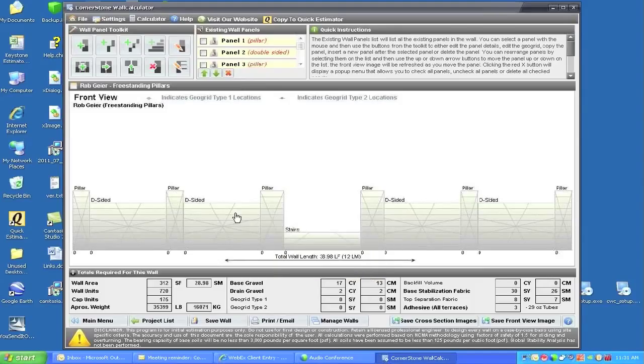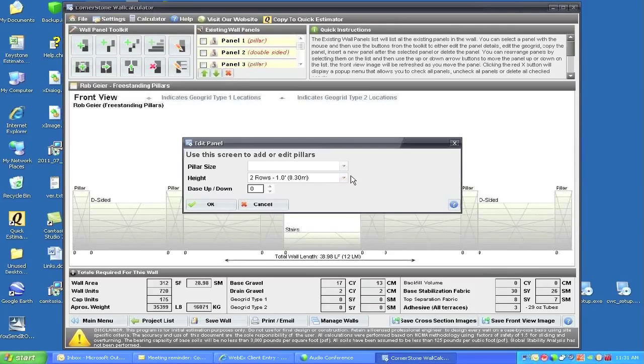It's a larger pillar than this pillar. This is a 16 by 16 pillar. This is a 24 by 24, I believe, or 22 by 22. There's 16 by 16, 22 by 22, 28 by 28 pillars for this particular project.